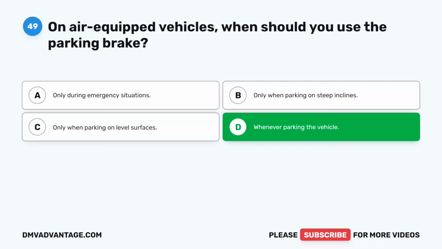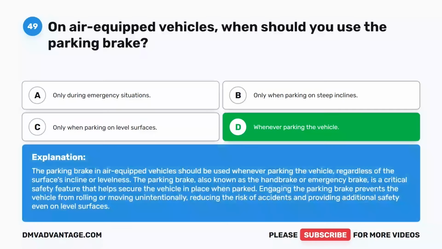Whenever parking the vehicle. The parking brake in air-equipped vehicles should be used whenever parking the vehicle, regardless of the surface's incline or levelness. The parking brake, also known as the handbrake or emergency brake, is a critical safety feature that helps secure the vehicle in place when parked. Engaging the parking brake prevents the vehicle from rolling or moving unintentionally, reducing the risk of accidents and providing additional safety even on level surfaces.